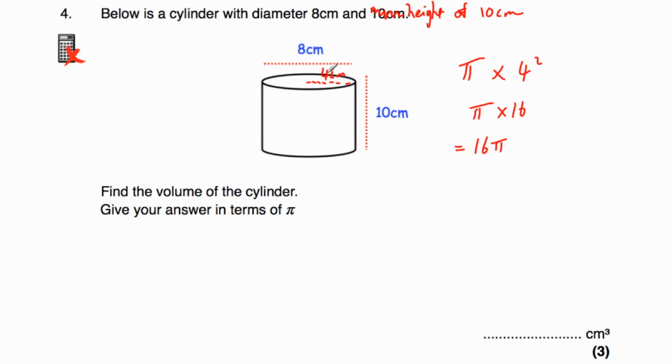So we've got the area of the circle. Now we just need to multiply by the height of the cylinder to find the volume of the cylinder. So the volume of the cylinder will be equal to the area of the circle, 16 pi, times the height of the cylinder, 10. So we need to do 16 pi times 10.